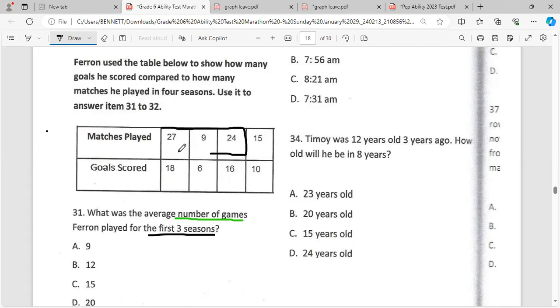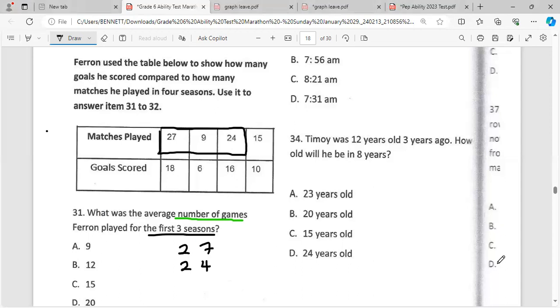Agree? Yes, sir. Four seasons he played, but they want the average for the first 3. So you would add 27, 9, and 24, and then divide it by, as you guys said, how many numbers you added. So it's 3 seasons, so we know that we're supposed to divide by 3.